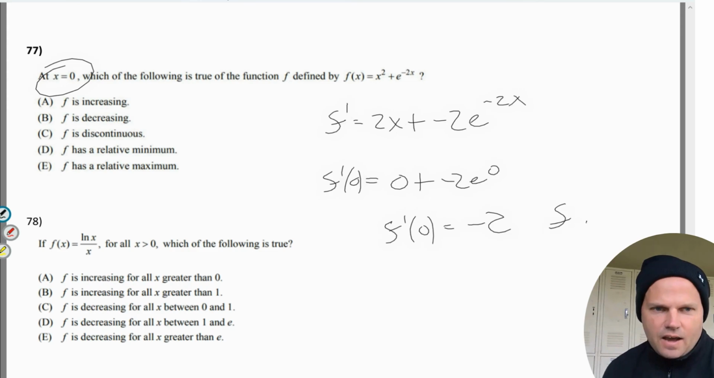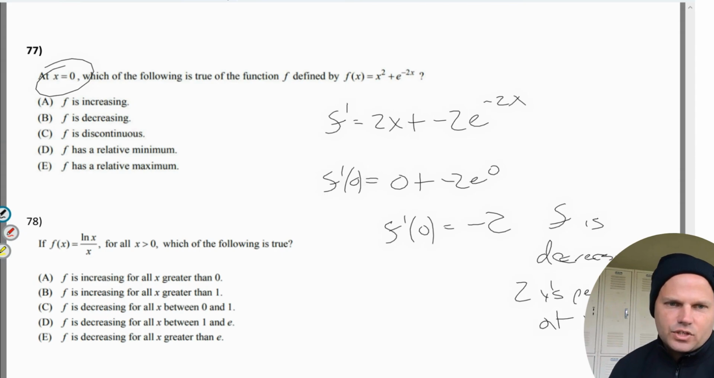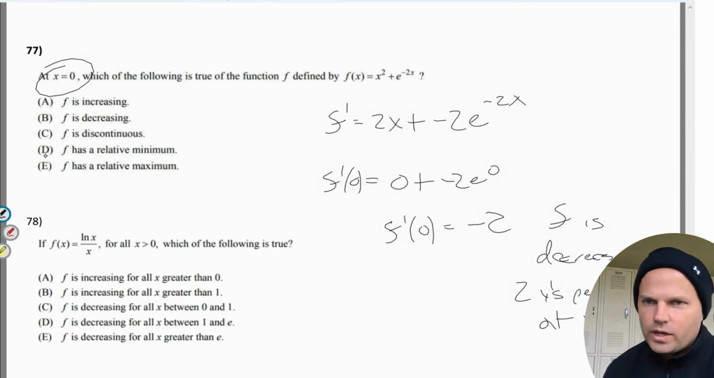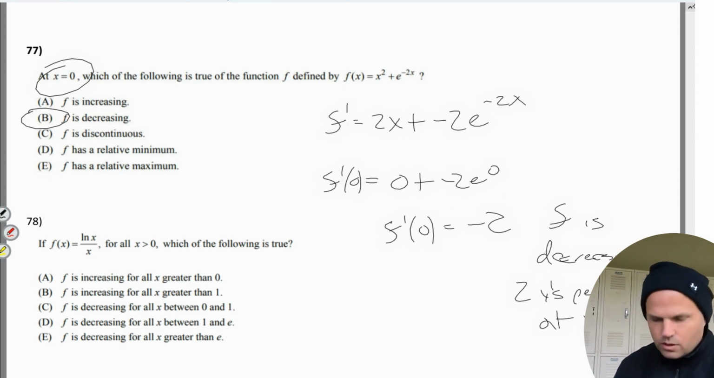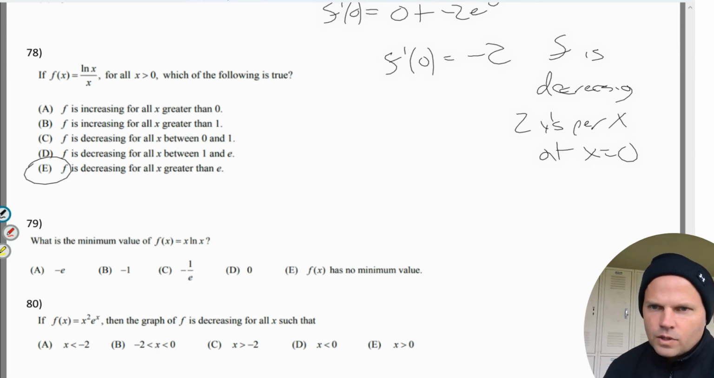What does that tell me? F is decreasing by 2 y's per x at x equals 0. A slope tells me how quickly things are changing. Oh, cool. We kind of did this. That's the answer. I'll do it again.